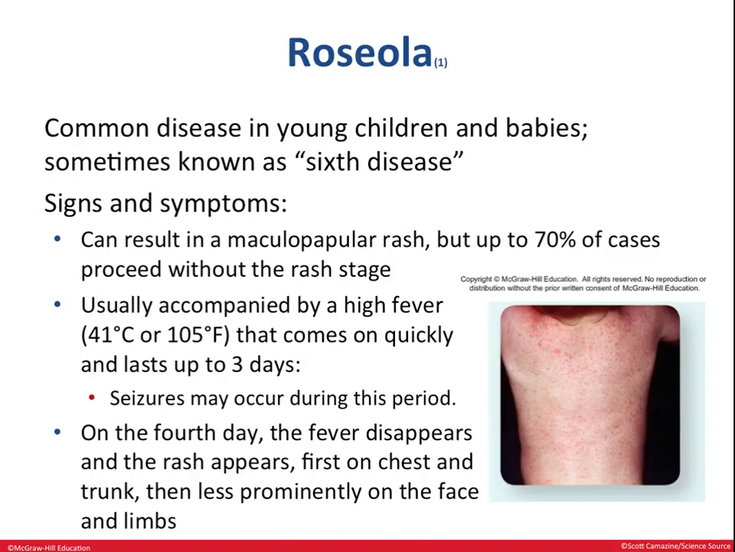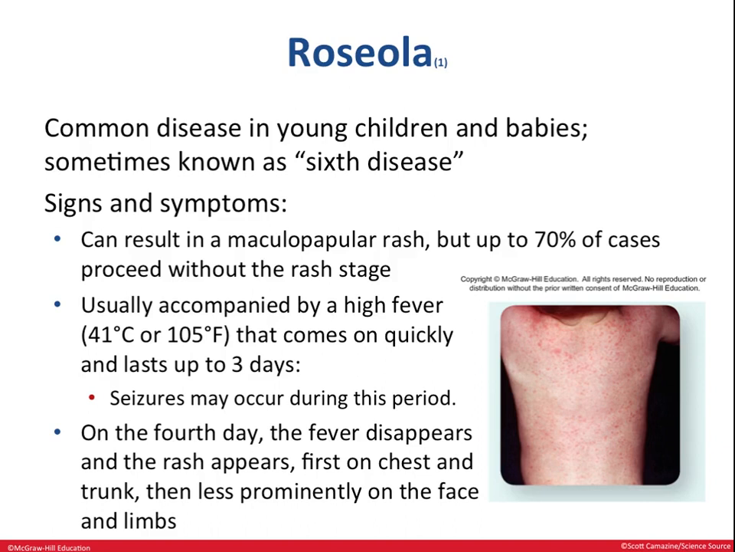So Roseola is also one common disease in children and babies. It is called the sixth disease. The rash is a maculopapular rash. However, 70% of kids don't have the rash.